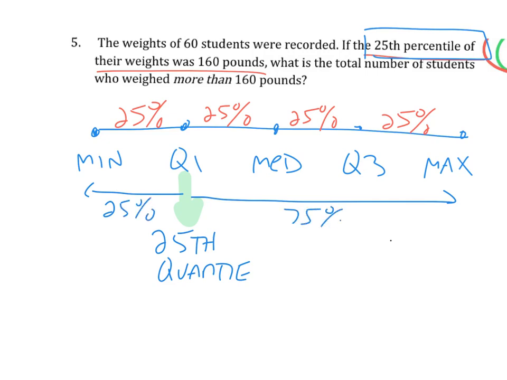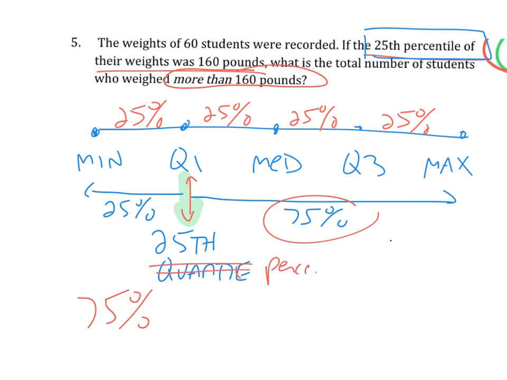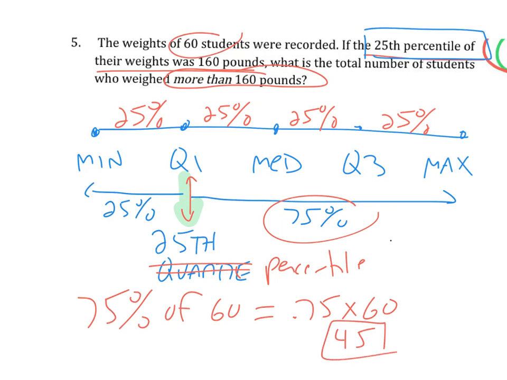And this particular question is saying, what is the total number of students who weighed more than 160 pounds, more than this 25th quartile? So basically, we know that 75% of the data is greater than this lower quartile. It's greater than this 25th percentile. So 75% of the 60 students weigh more than 160 pounds. 0.75 times 60 means 45 students weigh more than that 160 pounds.